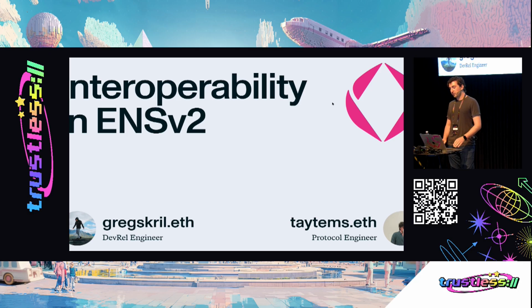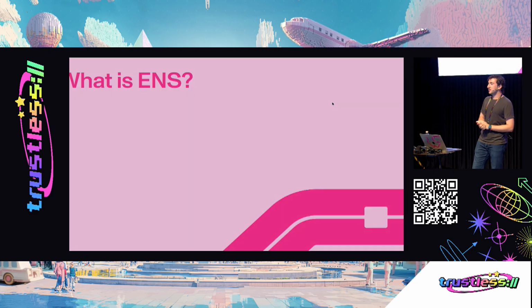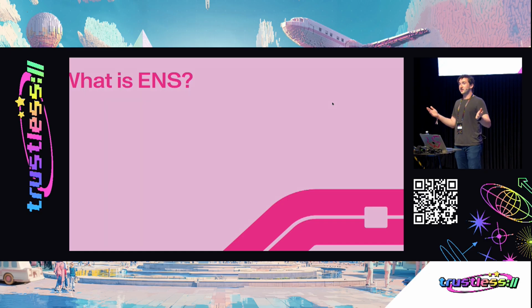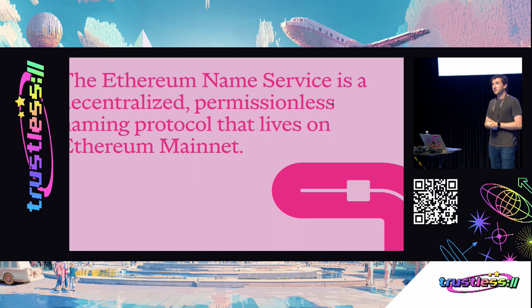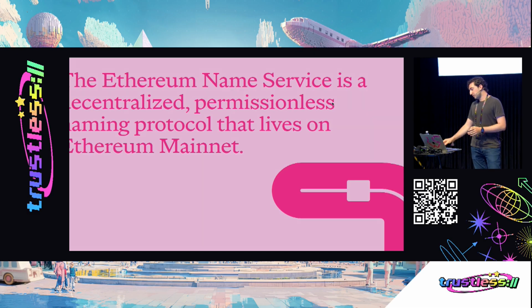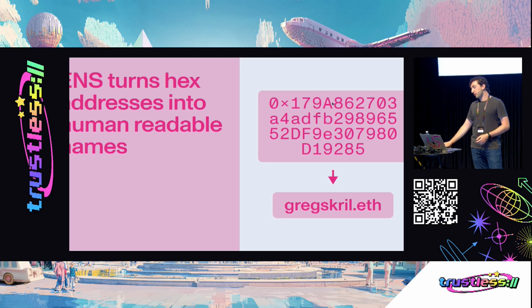But before we talk about v2, I want to take a step back and talk about what ENS is, in case some of you don't already know. The Ethereum Name Service is a decentralized, permissionless naming protocol that lives on Ethereum mainnet, very specifically. At the most basic level, we turn complex hex addresses into human-readable names. So instead of typing 0x179A and so on into a wallet, I can type gregskril.eth, and that is my on-chain identity. That is a pointer to my wallet.